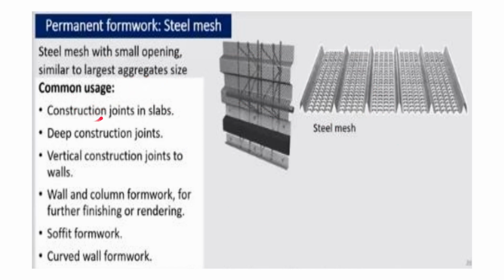So it is commonly used in construction joints in slabs, deep construction joints, vertical construction joints to walls, okay. And this one, wall and column formwork, okay, for further finishing or rendering, soffit formwork, okay, and curved wall formwork. So various types of formwork are used. It is used in various ways, okay, as various formworks such as construction joint, deep construction, vertical construction, wall column formwork, soffit, and curved wall formwork.